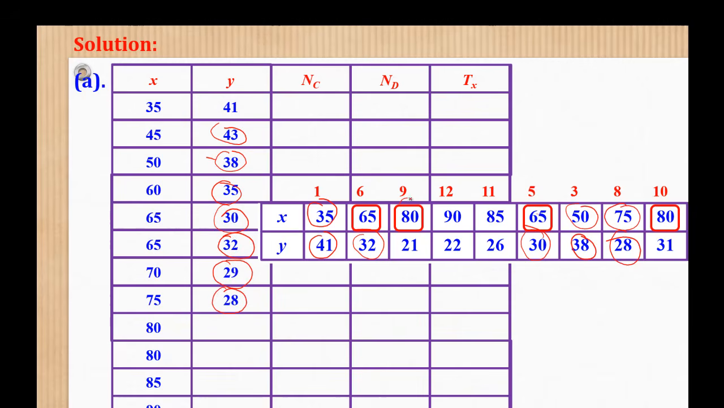9 is 80, corresponding to 21, so I write 21. And 10 is 80, corresponding to 31, so I write 31. 11 is 85, corresponding to 26, so I write 26. 12 is 90, corresponding to 22, so I write 22, like that.